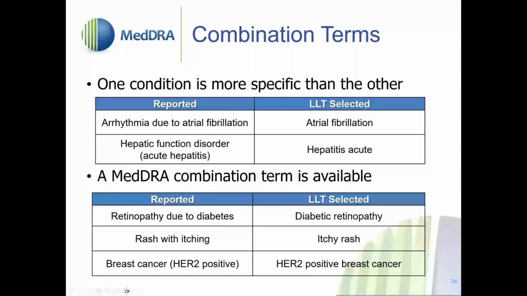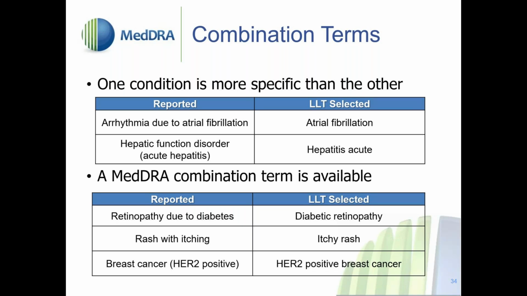Let's talk a little bit about combination terms. A combination term in MedDRA is a single medical concept combined with additional medical wording that provides important information on pathophysiology or etiology. A combination term is an internationally recognized, distinct, robust medical concept.